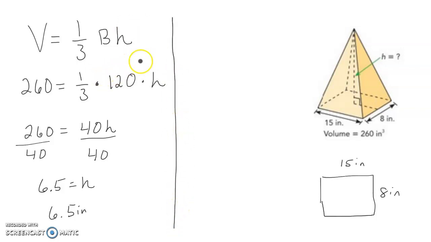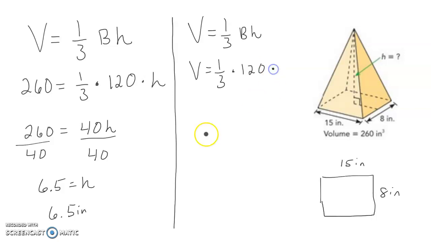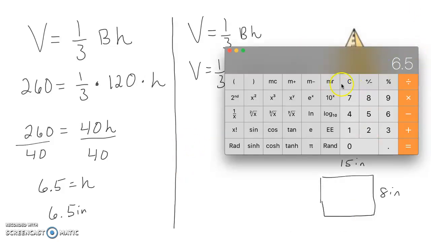you can always just check yourself. If you know the volume is 260, let's go back and do volume equals 1/3 times the area of the base times the height. Let's not fill in the volume now. Let's say volume equals 1/3 times the area of the base, which we said was 120, times the height, which now we know is 6.5. So let's multiply these two together. 120 times 6.5 equals 780.